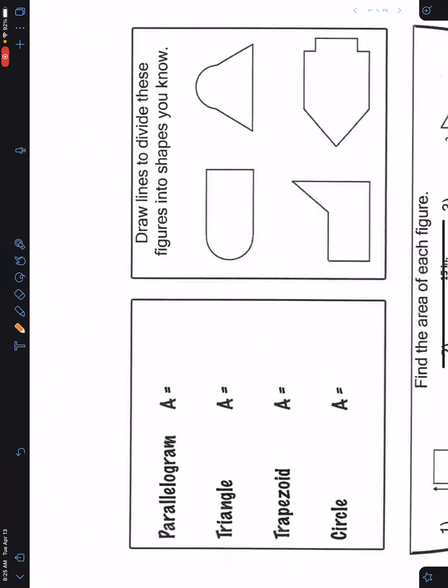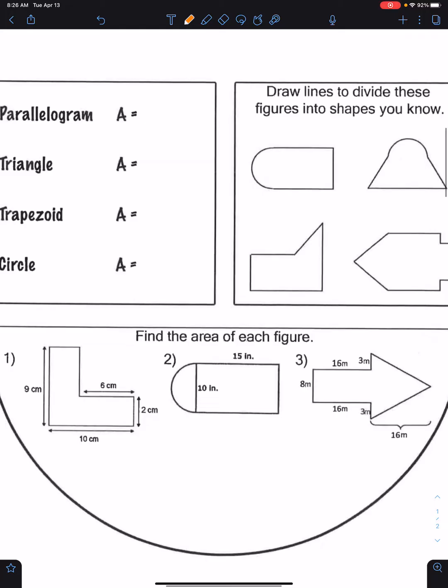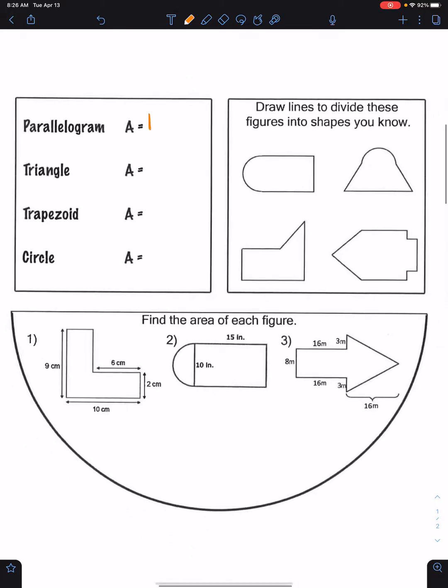So first we have to recall the formulas that we learned earlier, and they're over here. On the left side, the formula for the area of a parallelogram is base times height. The formula for the area of a triangle is 1/2 base times height. For a trapezoid, we're going to average those two parallel bases and then multiply that average times the height. And for a circle, we learned last time, it's pi r squared.